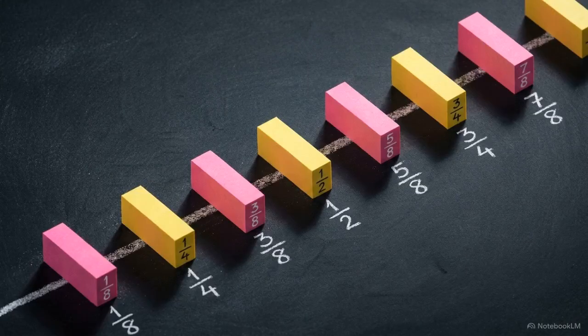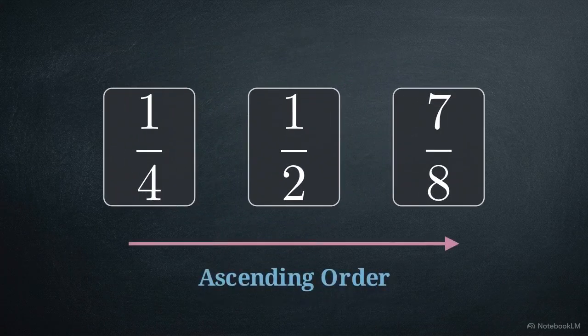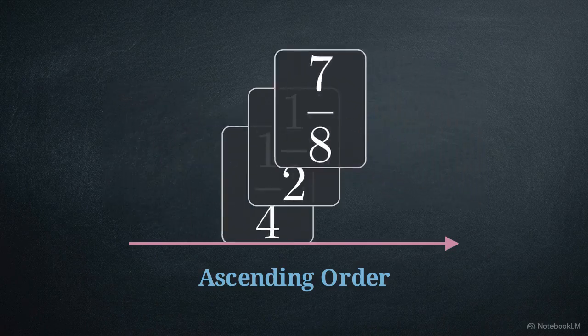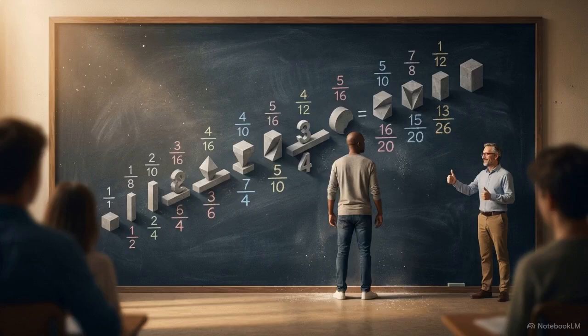The final conceptual stage requires understanding the relative value of fractions within a larger comparative system. As these values arrange progressively from smallest to largest, they are in ascending order. Executing the exact reverse places them in descending order. A student's ability to sequence fractions proves they have successfully synthesized equivalency, numerators, and denominators into a cohesive mental framework.